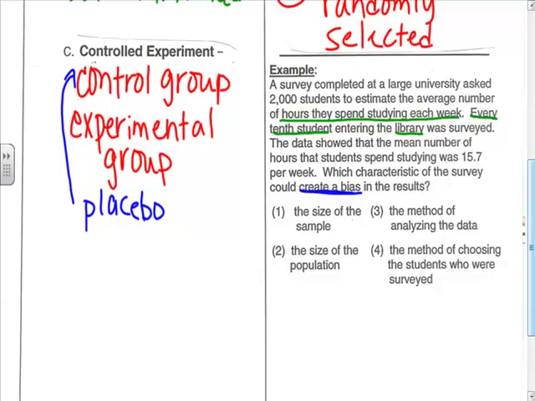So this is a really good example of bias, because the reality is, if you're going to pick your sample from students going to the library, then they more than likely are spending more time studying than other students who are not in the library. So this is a situation where the method is the problem.